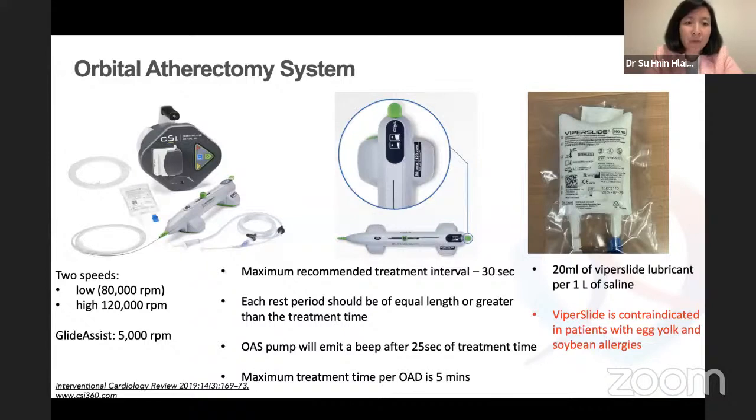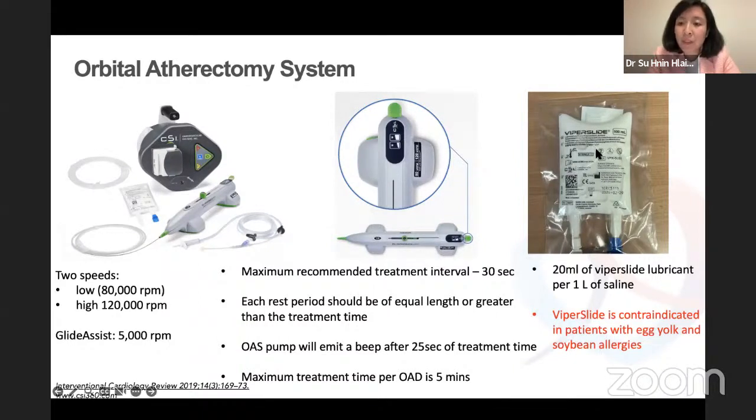So this is the orbital atherectomy system at a glance. There is an infusion pump, which allows the ViperSlide solution to run through and lubricate the system during the spin. Then you can see the handle with the crown attached, and there is a brake, and you can choose two speeds. Low speed is 80,000 RPM, and high speed is 120,000 RPM. There is also a glide assist mode, which gives 5,000 RPM.